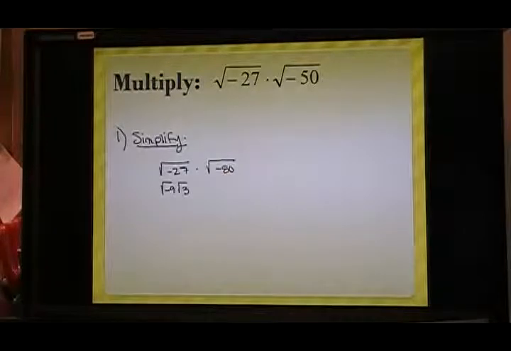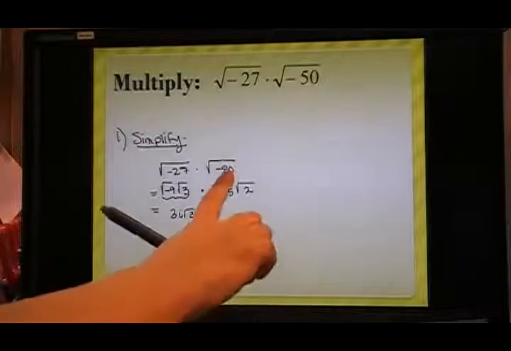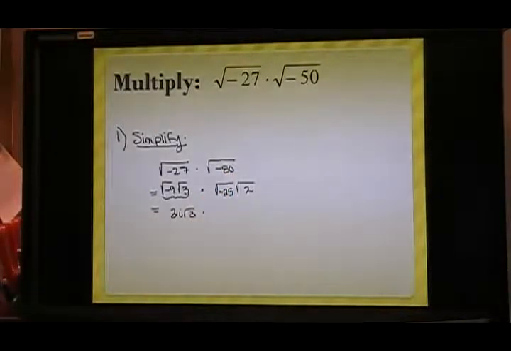Same thing over here with 50. If I'm trying to decide if there is a perfect square that goes evenly into 50, that number is 25. So I'll break this into the square root of negative 25 times the square root of 2. And don't forget that we're going to then multiply these values together. So the square root of negative 27 is equivalent to 3i root 3. The square root of negative 50, when I simplify here, I get 5i root 2.